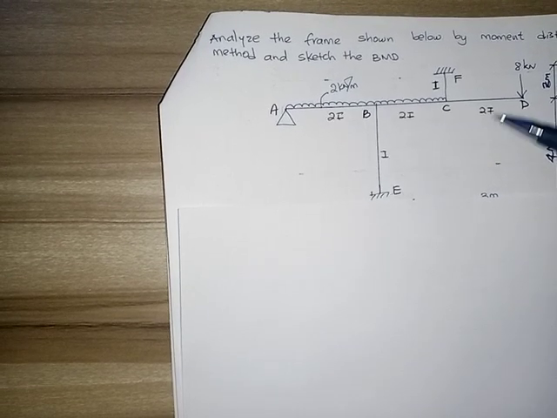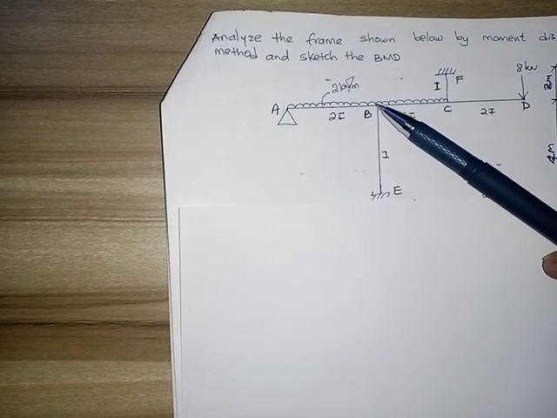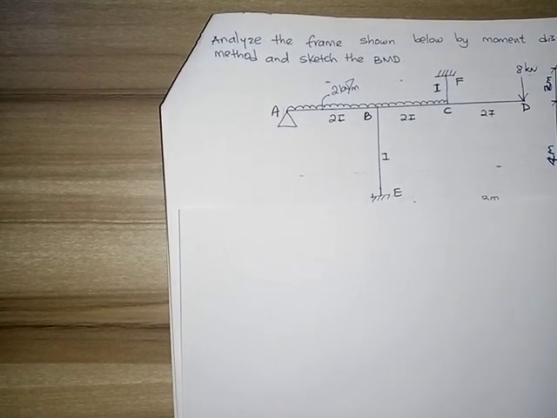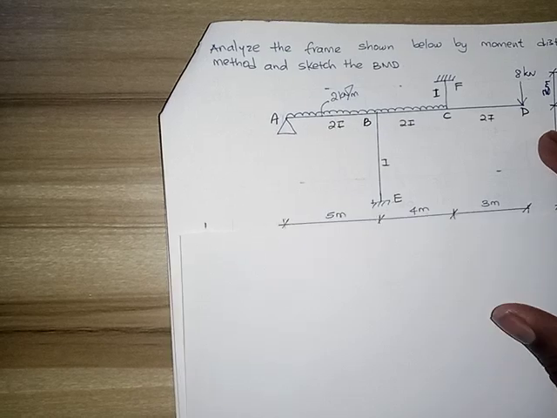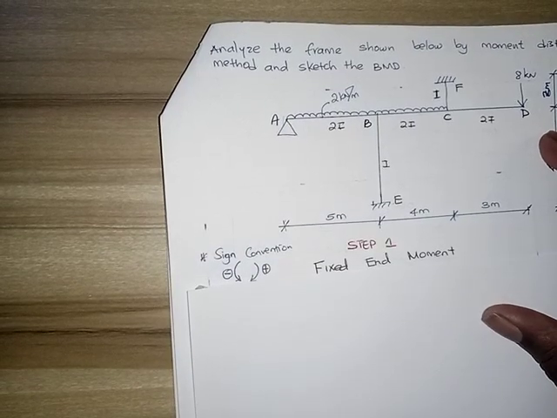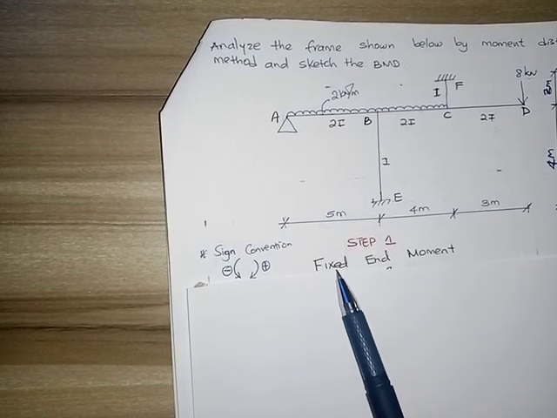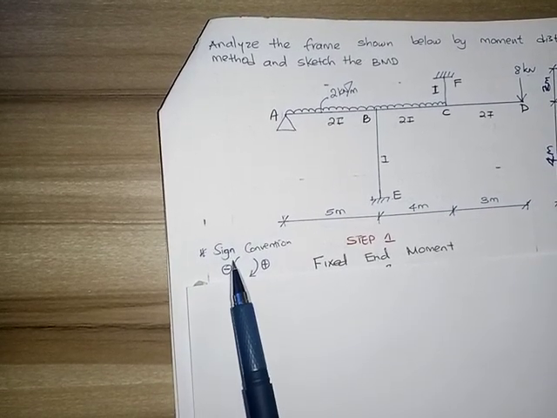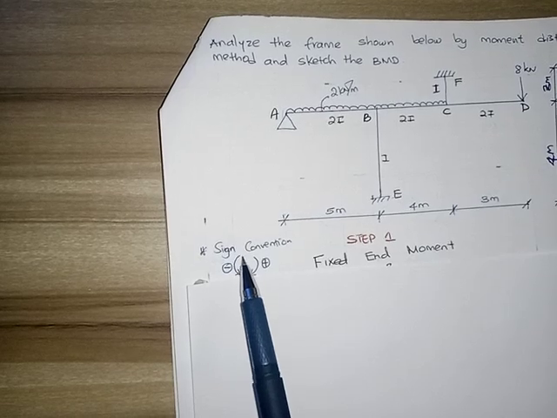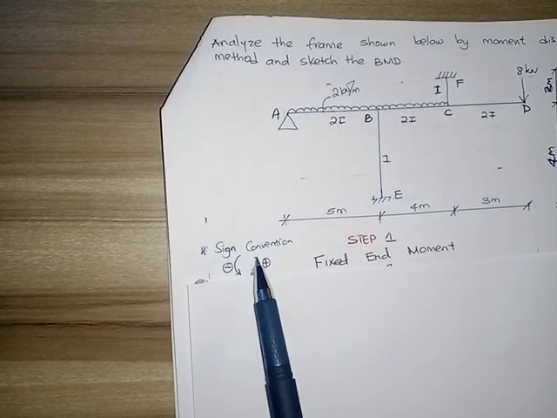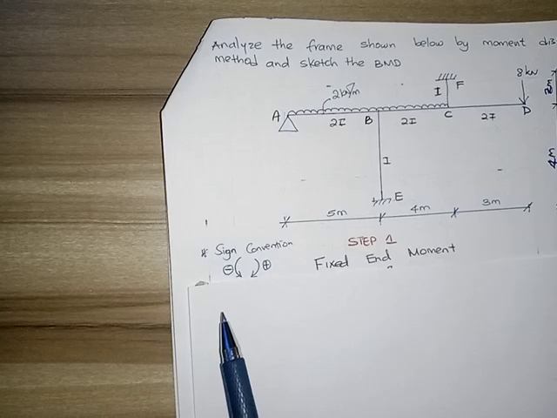You have to be very careful with this type of question because you have to balance two joints, that's joint B and joint C. So the first step is to calculate the fixed end moment. Step 1 is calculation of fixed end moments, and the sign convention that I've adopted is anti-clockwise moments are negative and clockwise moments are positive.